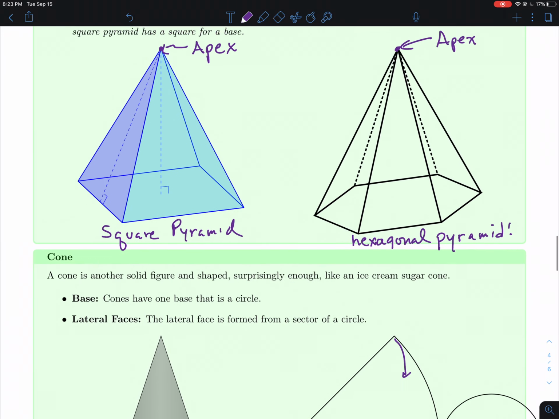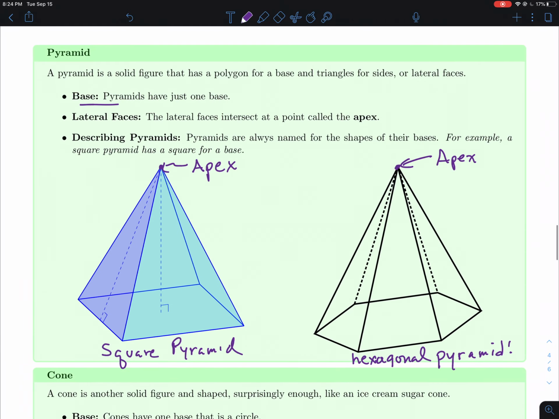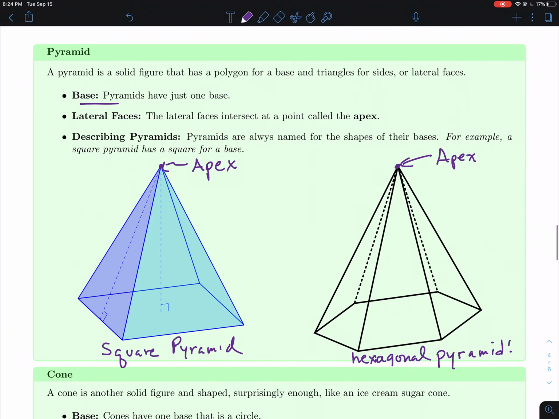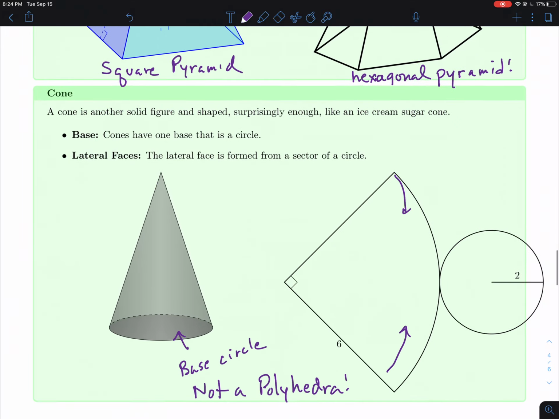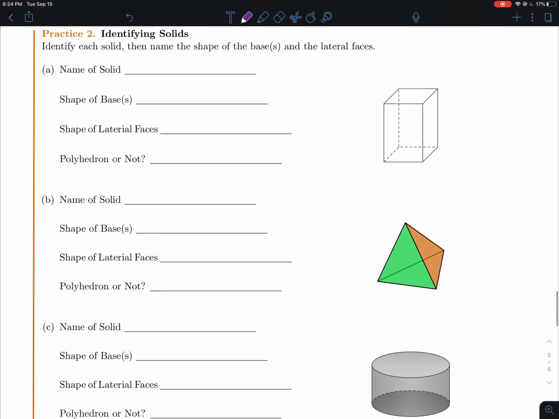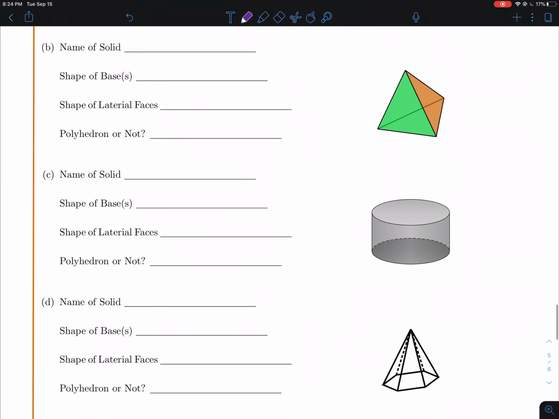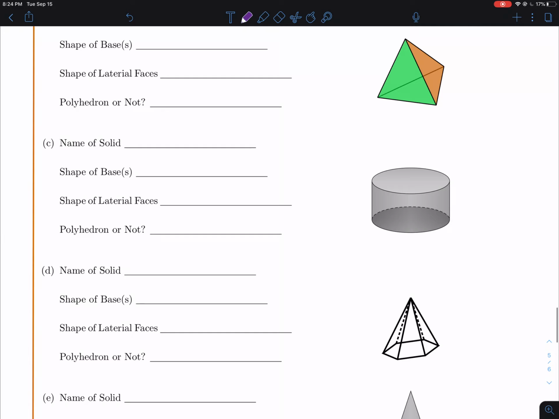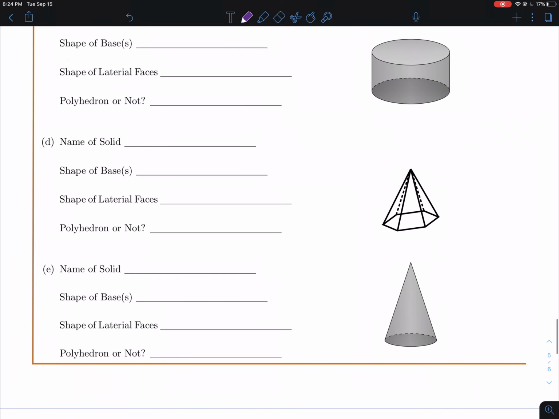So the only polyhedra we have are going to be our pyramids and our prisms. Our cylinders and our cones are not going to be polyhedra, so just keep that in mind. And so from here, I'm going to have you do this on your own. So I've got a picture on each side, and your goal is to go through, name what the solid is, what's the base, what's the shape of the lateral face, and is it a polyhedron or not. So I'll let you guys work on that one on your own.